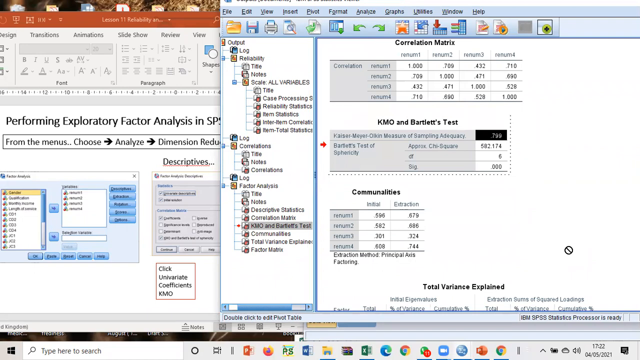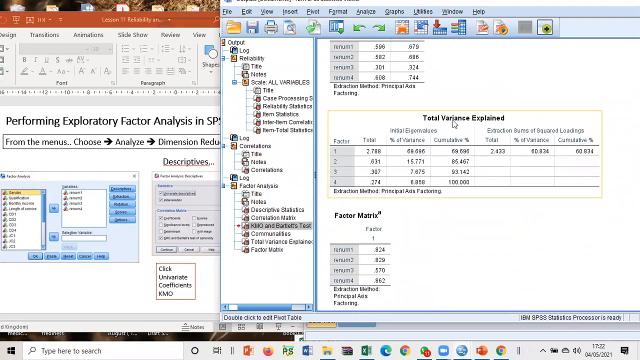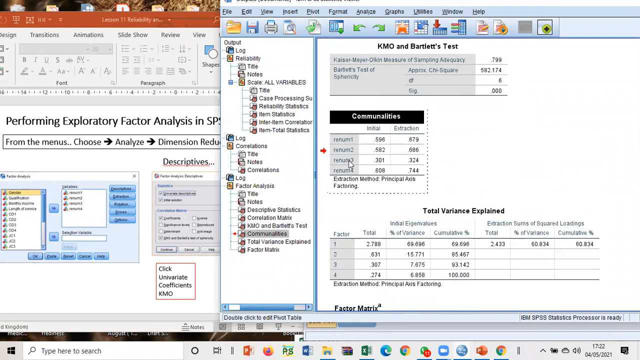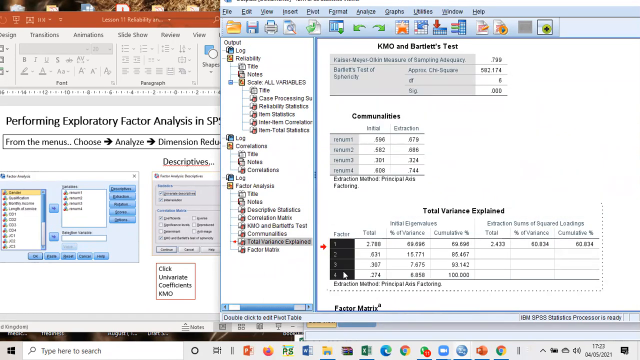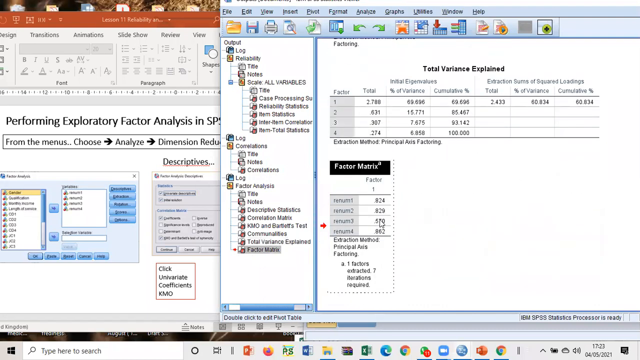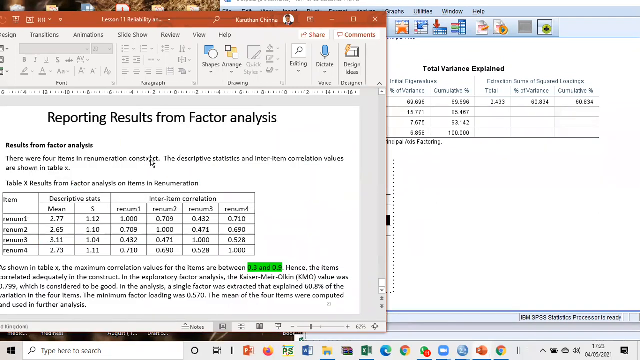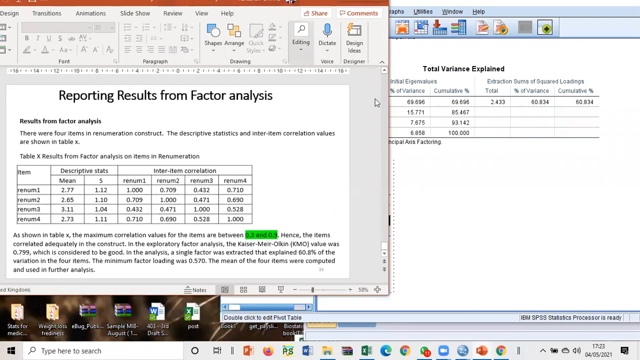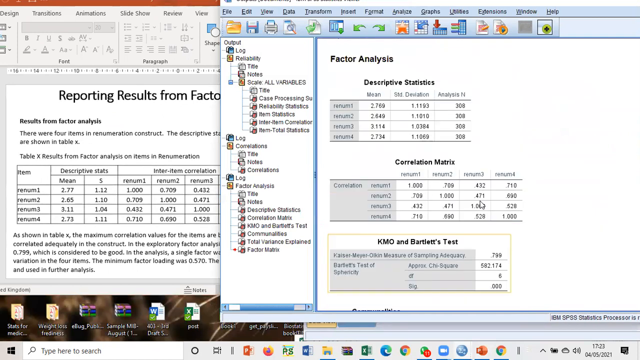Now come to this table, extraction. There are 4 items here. They can be reduced into one factor, and that explains 60% of the variation in the 4 items. That's good. And the minimum factor loading is 0.570, right? You will report it. So you don't have to report all the tables.